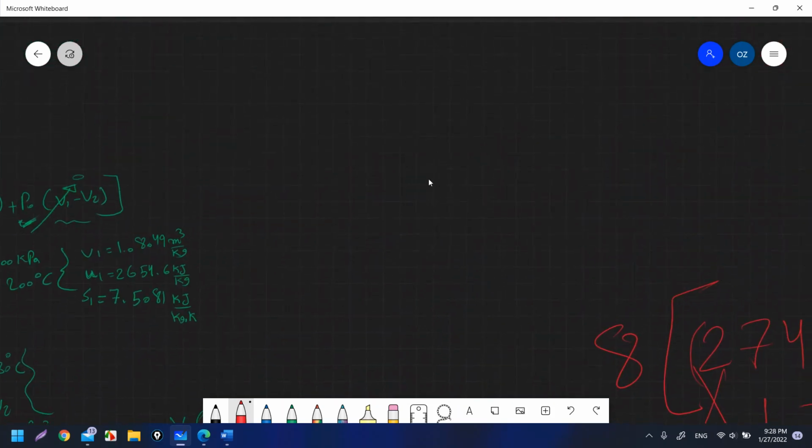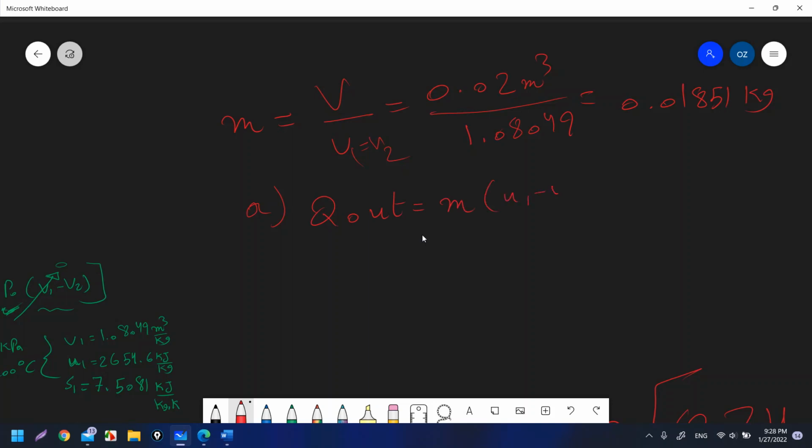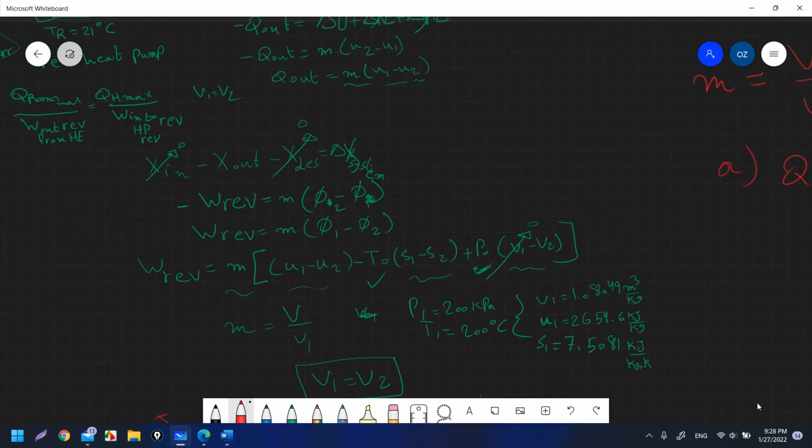So let's go back and find some space. To find the mass, we said we will use V over v. The volume given in the question is 0.02 meter cubed, and the specific volume v1, equal to v2, already is 1.08049. So the mass will be 0.01851 kilogram. And for part A, we already got that Q out is equal to m times U1 minus U2, right, from here.